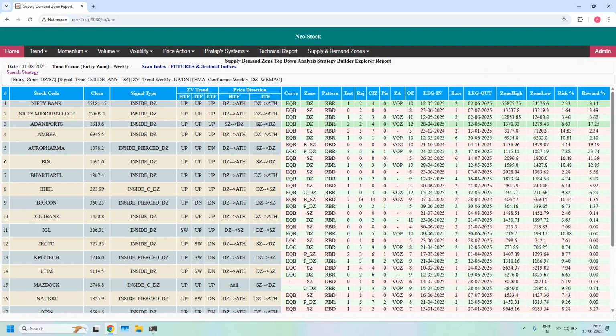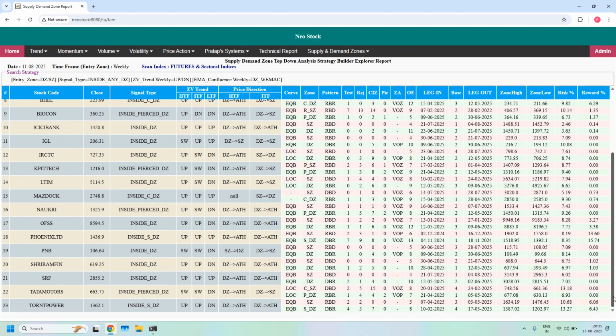List is reduced. First 16 stocks in the list. Nifty Bank, Nifty Mid Cap Select are here. Scrolling the list down. So total 23 stocks are filtered.